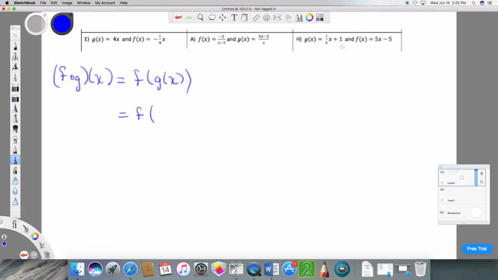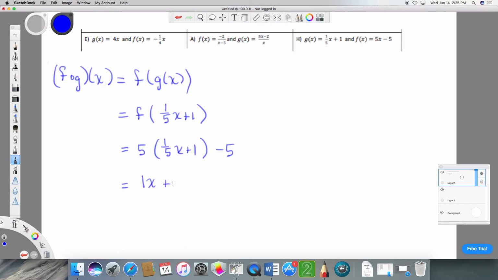So G is this linear function that is 1/5 x plus 1. And what does F always do to the input? F always creates a subtraction problem where it takes 5 times the input and then subtracts 5. Here our input is 1/5 x plus 1. So this multiplication distributes over the addition. Both of these terms get multiplied by 5. When I multiply the first term, the 5 and 1/5 are reciprocals of each other, and they have a product of 1, so I get 1x.